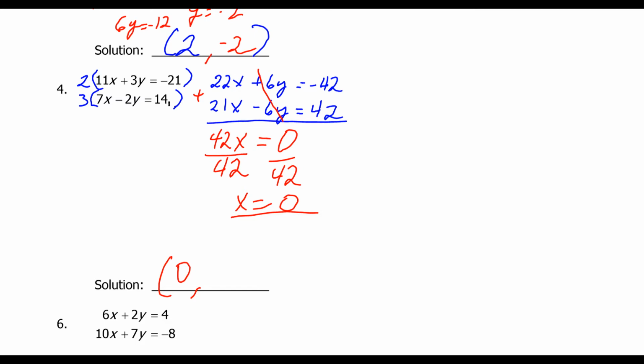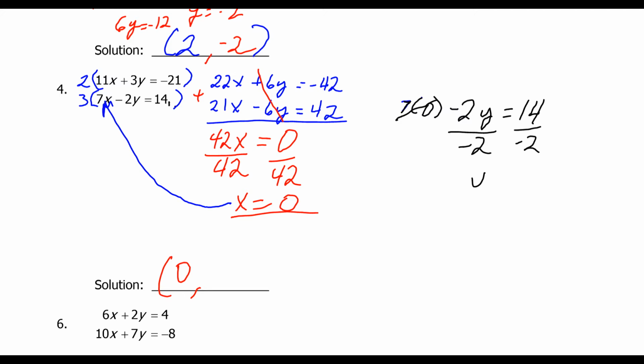All right, so we take our 0 and we're going to plug it back in right up here. Okay, so if we go ahead and plug that in, we're going to have 7 times 0 minus 2 times y equals 14. All right, so the 7 times 0 kind of goes away, and we're going to have to solve for y. So we divide by -2, and we got y equals -7. And there we go.